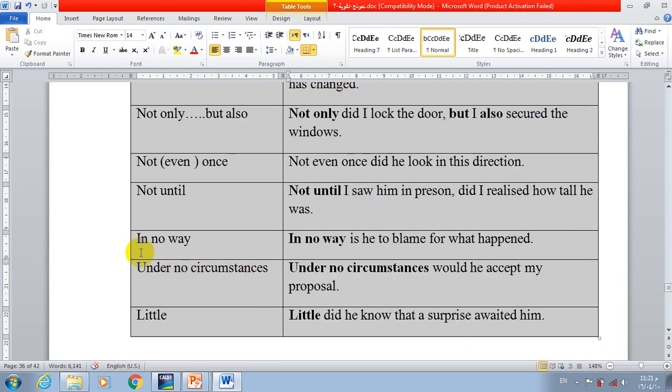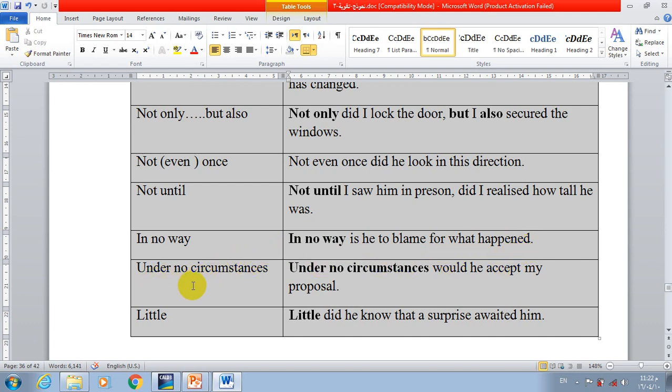And in no way, like the example, in no way is he to blame for what happened. Here we use the helping verb is before the subject pronoun he. We can't say he is. The right sentence after in no way, like I told you before, is: in no way is he to blame for what happened.